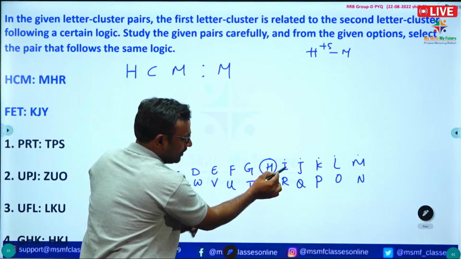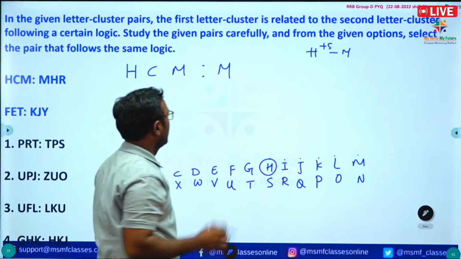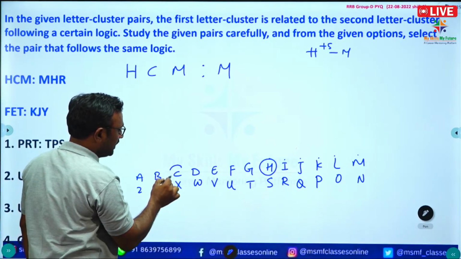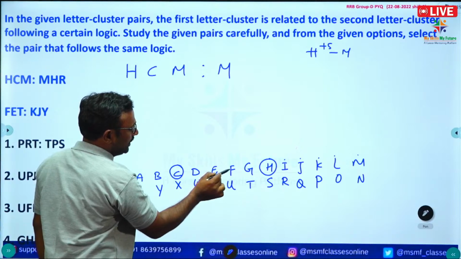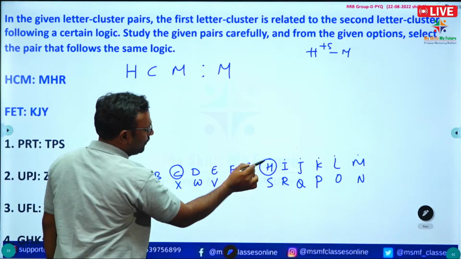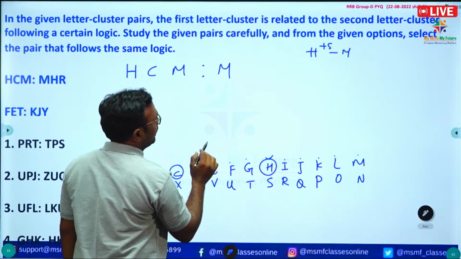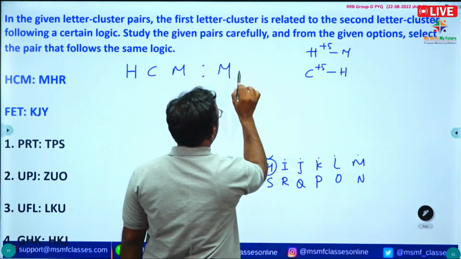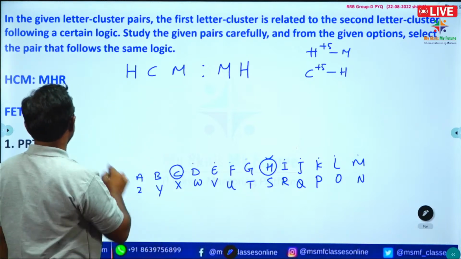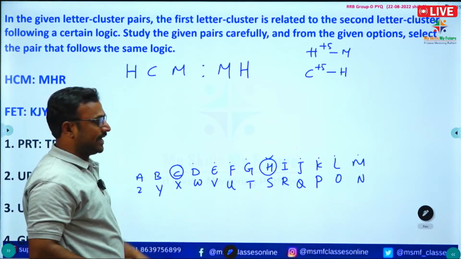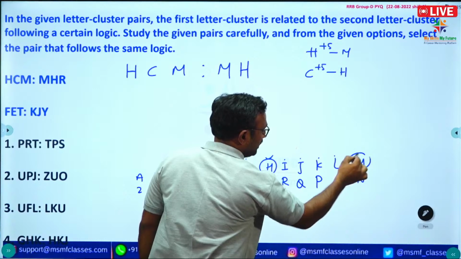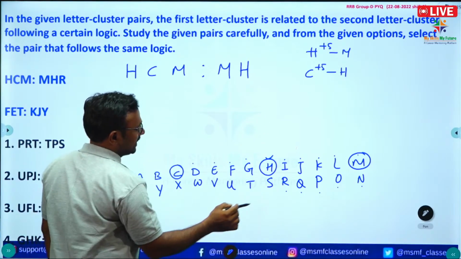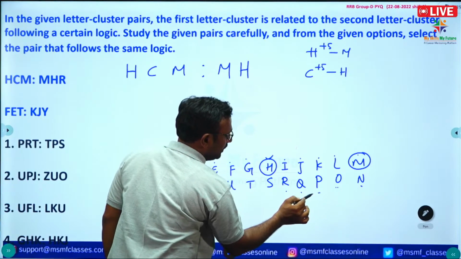Next, C is written in the place of H. Counting 1, 2, 3, 4, 5, C plus 5 we get H. In the place of M, just add 5. Here the letter M is there, 1, 2, 3, 4, 5.